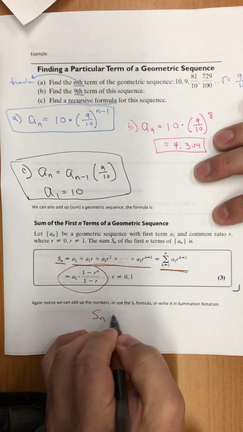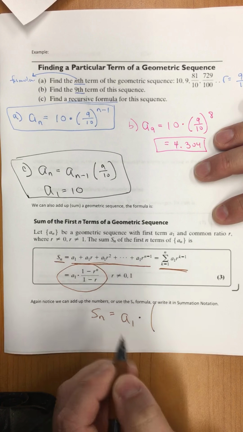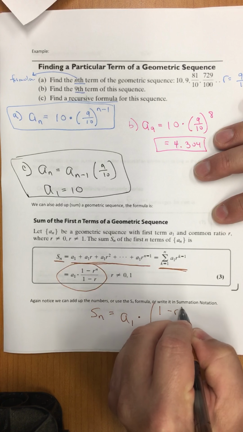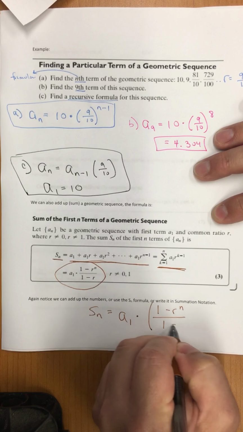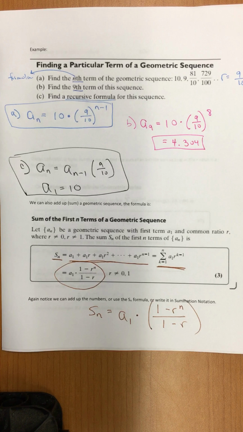So S sub n equals a sub 1, the first term, and I like to put the second part in parentheses, 1 minus R to the n over 1 minus R. This will be the sum of the first n terms. So if they say find the sum of the first 10 terms or 20 terms or 30 terms, this is the process you would do.